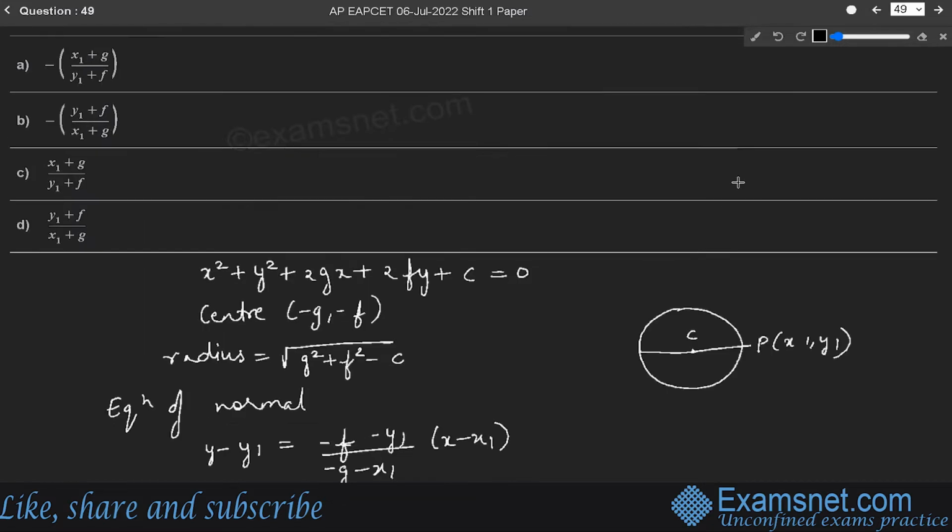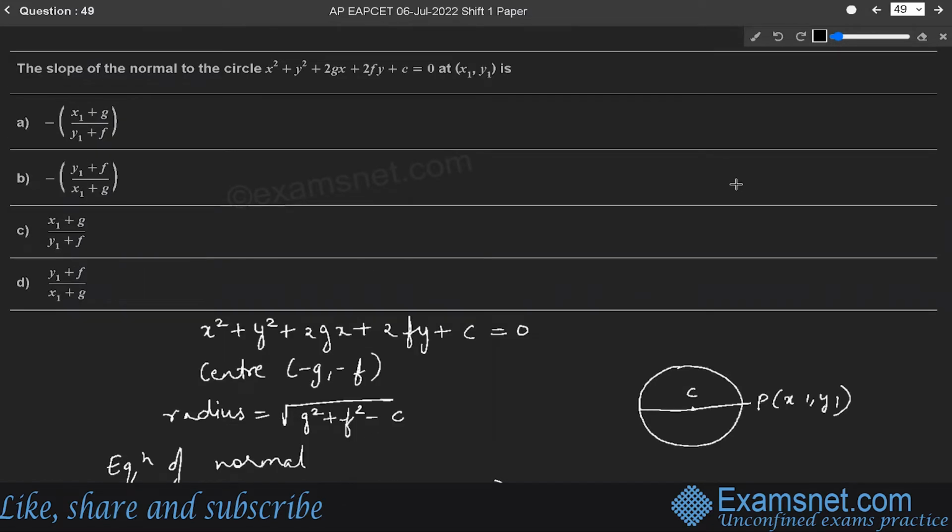So we can say that the correct option here is option D, which is (y1 plus f) upon (x1 plus g). I hope that this question is also clear to you. See, these kinds of questions are a little bit tricky, but when you know the basic concepts, you can easily solve all these questions.